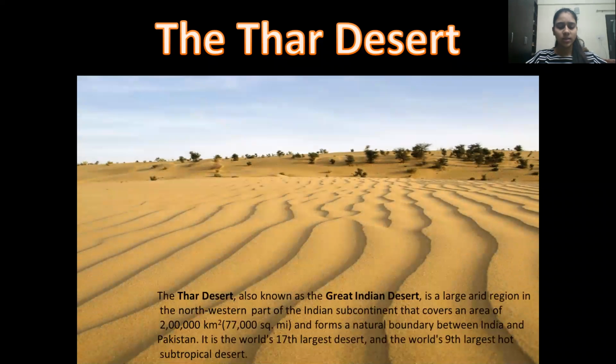The Thar Desert, also known as the Great Indian Desert, is the large arid region in the northwest part of the Indian subcontinent that covers an area of 2 lakh kilometers and forms a natural boundary between India and Pakistan. It is the world's 17th largest desert and the world's ninth largest hot subtropical desert.